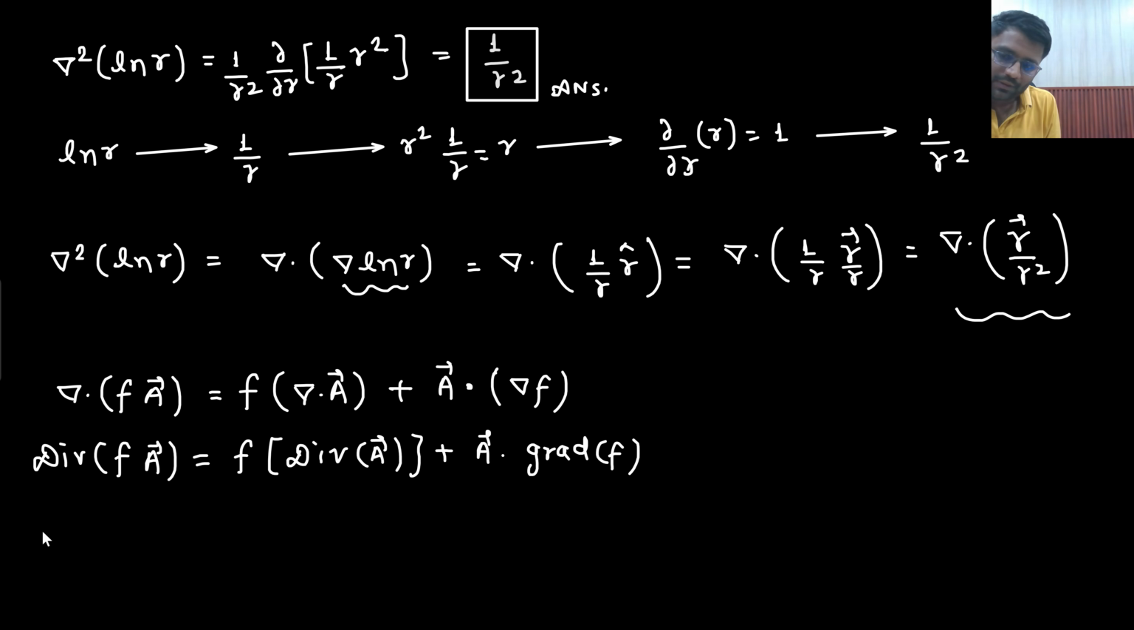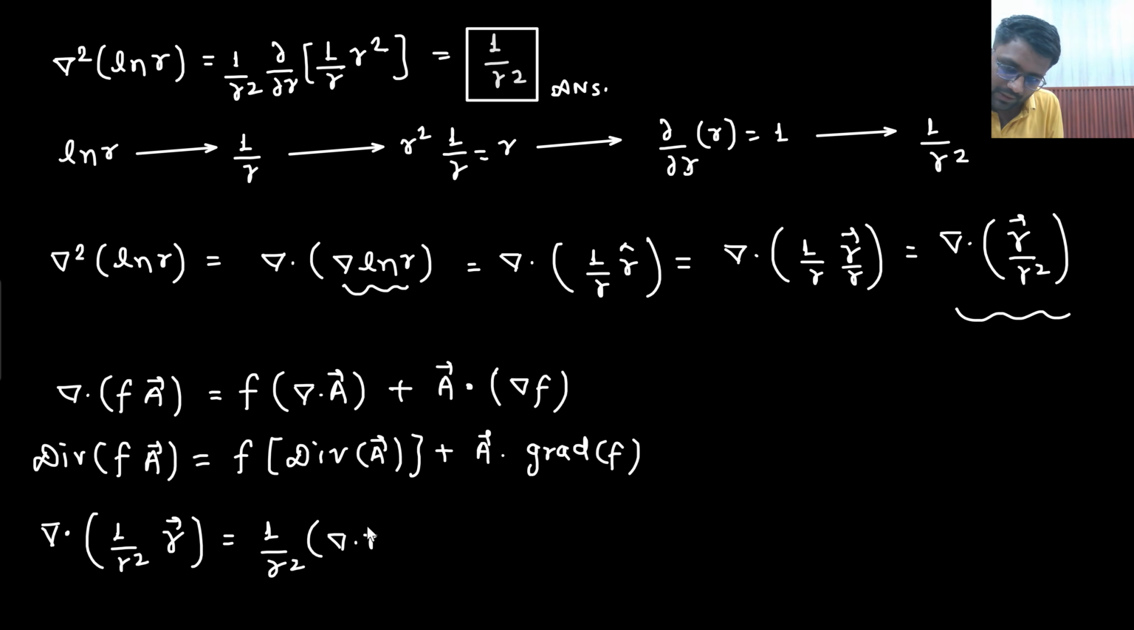Now what is the scenario? You are supposed to calculate the divergence of 1 by r square r vector. Now what will happen? 1 by r square will come outside. Del dot r vector. Now what you will do? You will take r vector outside, and now you will treat del with 1 by r square.